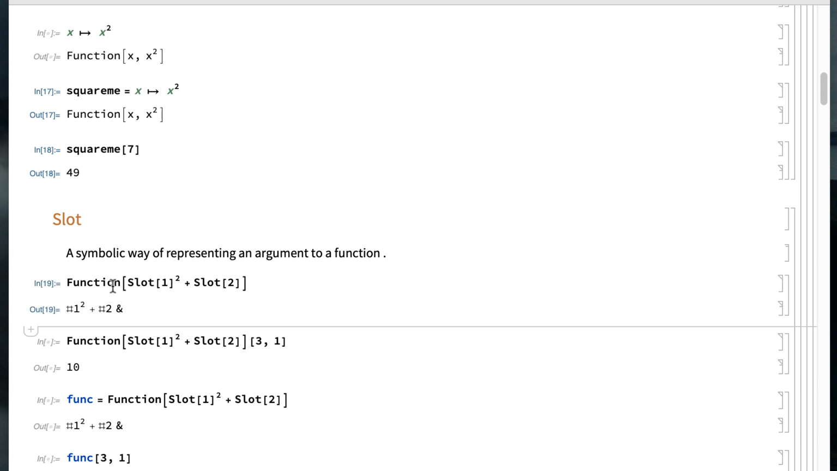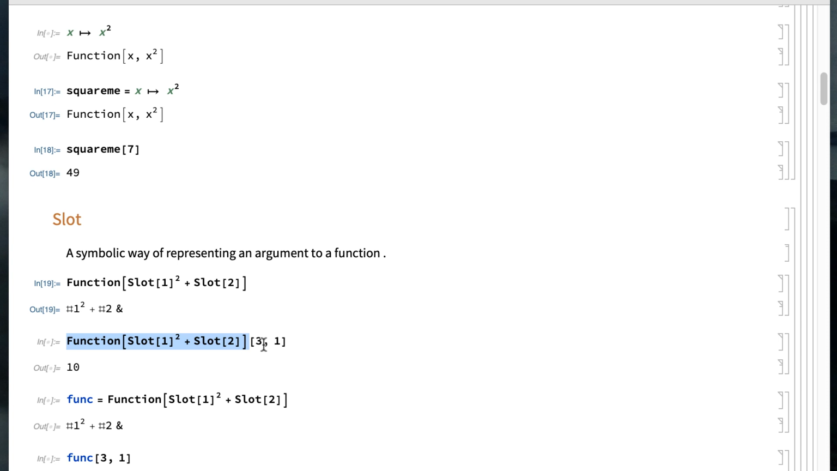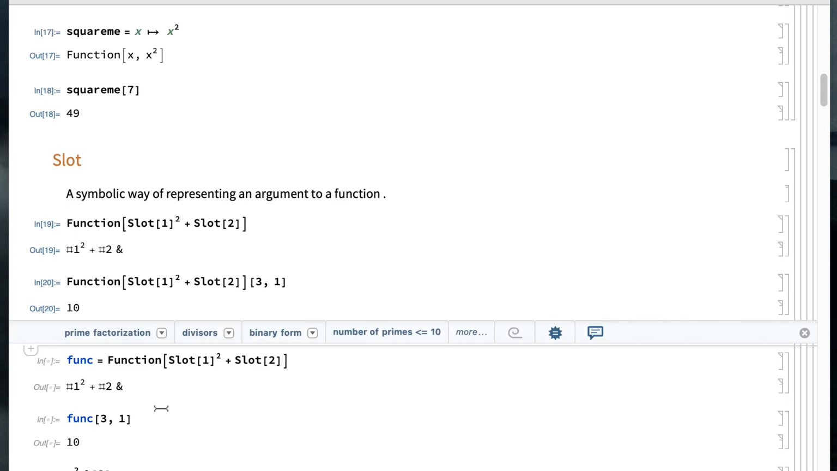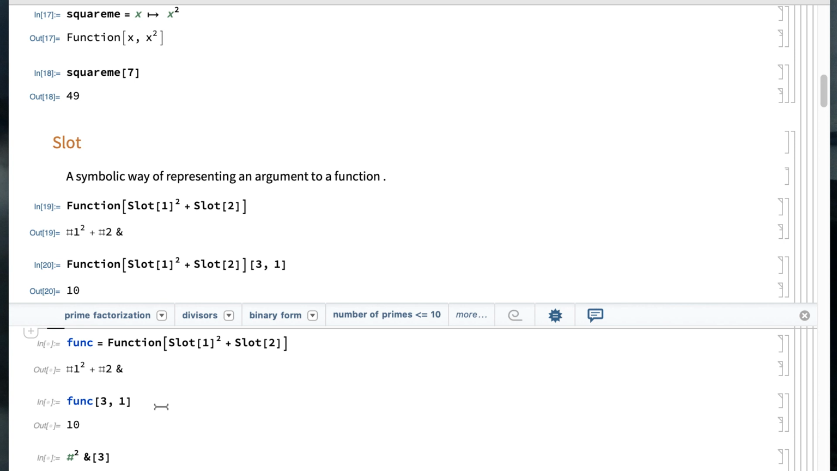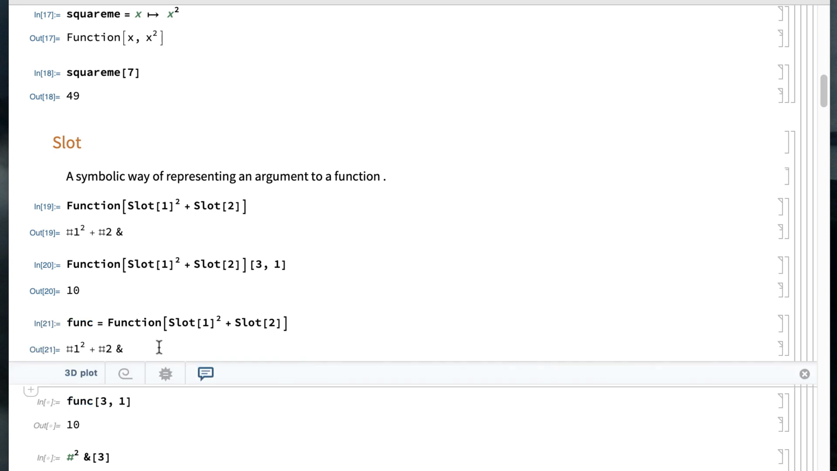So let's see if we can understand how this works. If I take this same function that I just defined and I apply it to the first argument being 3, the second argument being 1, it's going to say, well, 3 squared is 9 plus the second argument, which is 1, so that's 10. Let's just make sure that works. It does. And just as you could assign a value to the function I showed you before, you can assign a value, a symbol, to a function defined using slots.